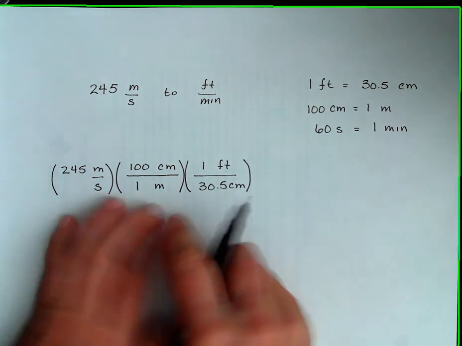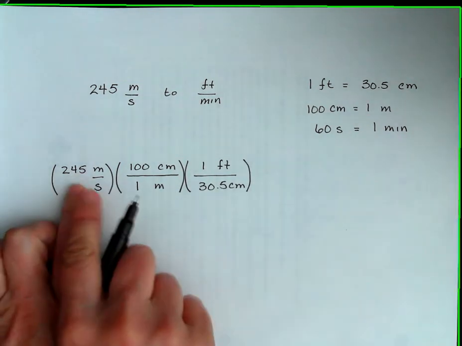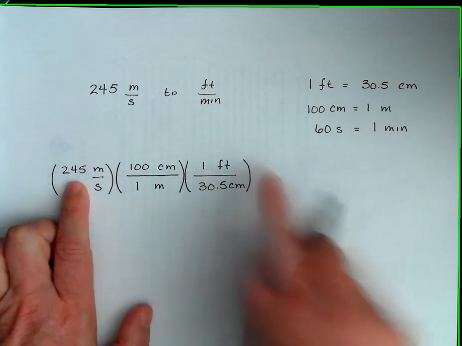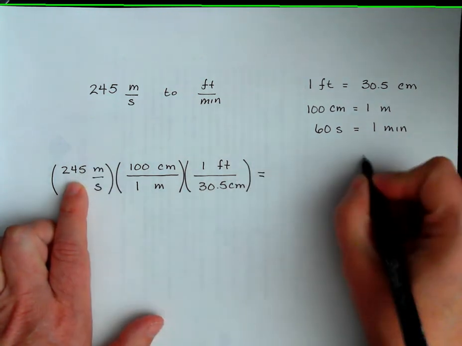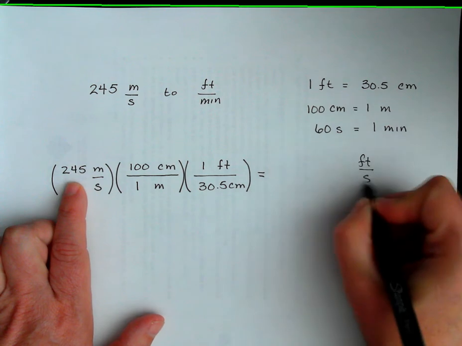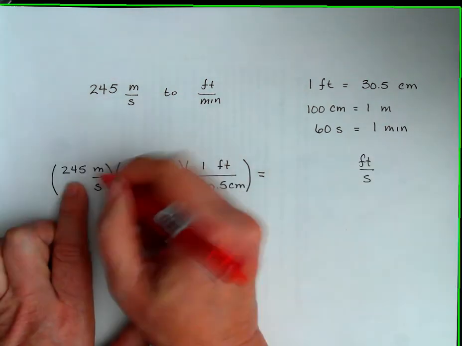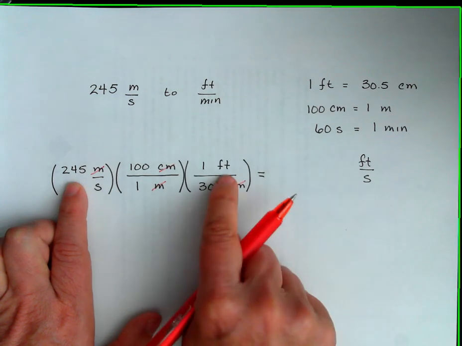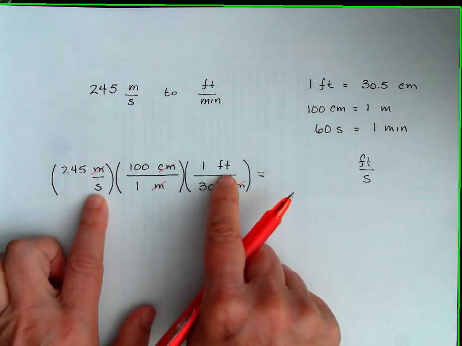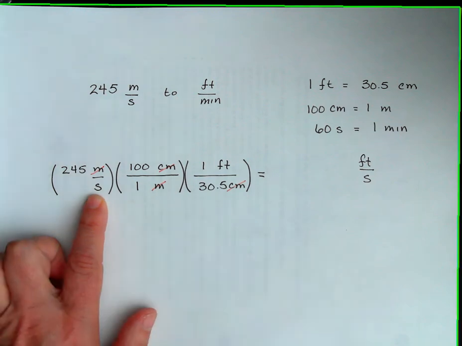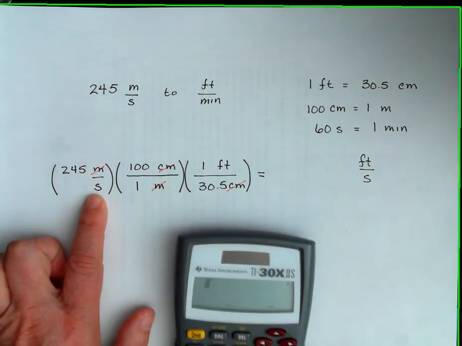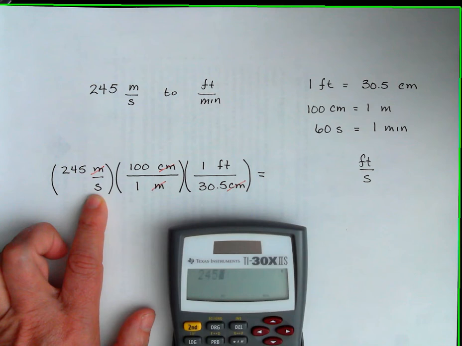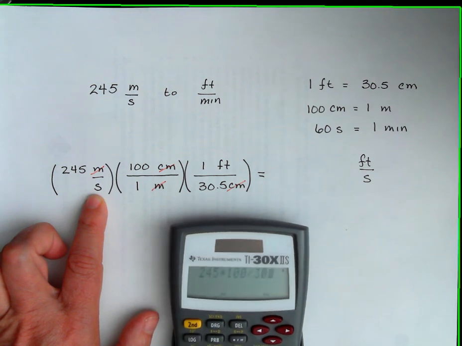So what I'm going to do, with this calculation, I'm taking my 245 meters per second and I'm going to end up being in feet per second because my meters cancel out, my centimeters cancel out, I'm left with feet on top, I'm left with seconds on the bottom, and I get my feet per second. So let's plug it into the calculator. So I'm going to get my 245 times 100 divided by the 30.5, and I get a number that looks like this.